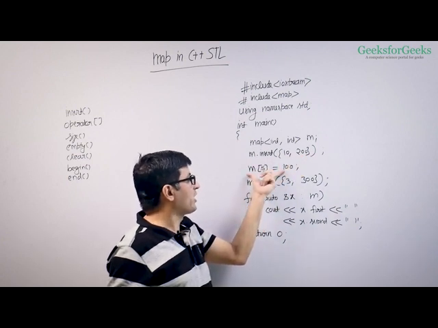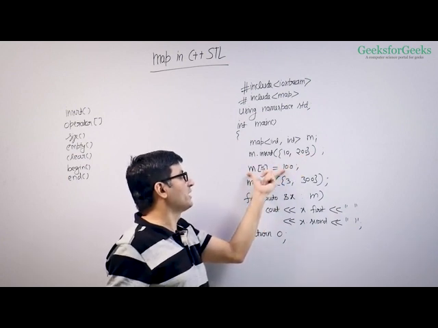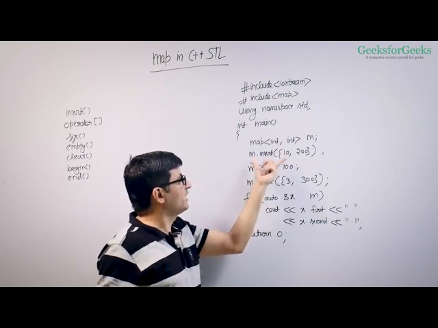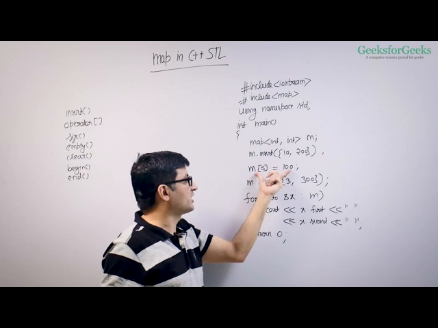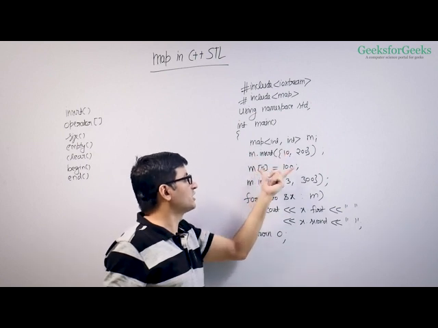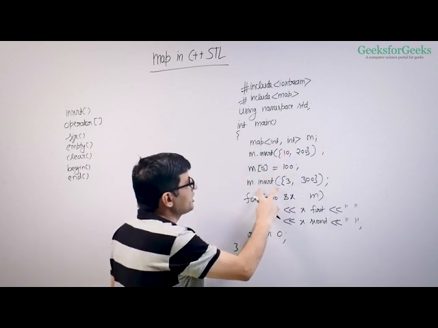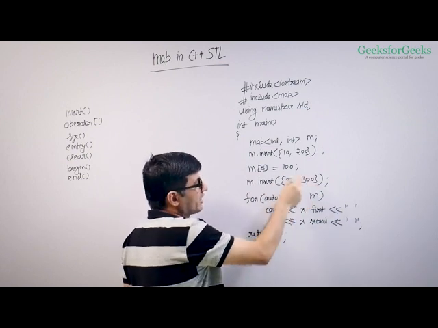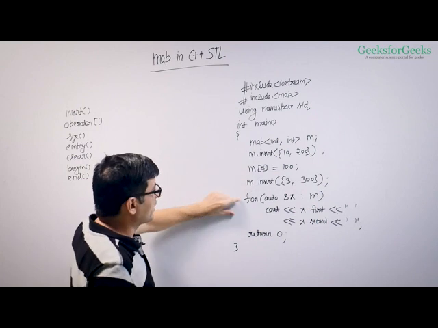This is another way of inserting key value pair in the map. I'll soon discuss the difference between this and this. I'll cover the difference. There are some interesting facts about these two things. Then we insert the third key, 3 as the key and value as 300. After that, we traverse the map.